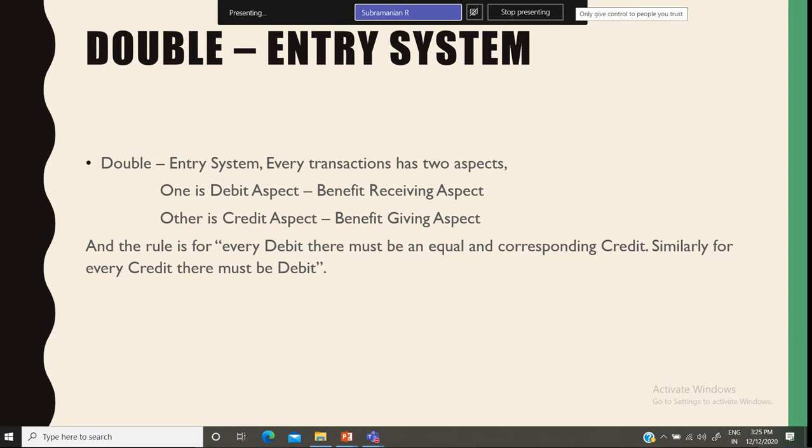One is the debit aspect, which is the benefit receiving aspect, the other one is the credit aspect, that is the benefit giving aspect. So that was the rule. Every debit must have an equal and corresponding credit, and every credit must have a debit. If you are debiting, you must have an equal corresponding credit. If you are crediting any account, then similarly it should have an equal and corresponding debit. So this is the double entry system rule, and most businesses adopt this double entry system.